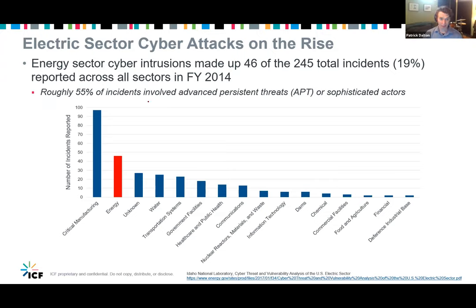And roughly half of these incidents were classified as advanced persistent threats, or sophisticated actors. So that could be state-based actors, other countries. And thinking about the resources that they have to devote to these types of activities, this could be a pretty serious issue. Especially thinking about aggregators and these single points of entry that could control a lot of different DER, that starts to look a lot like a bulk system plant, and an attack on a bulk system plant.